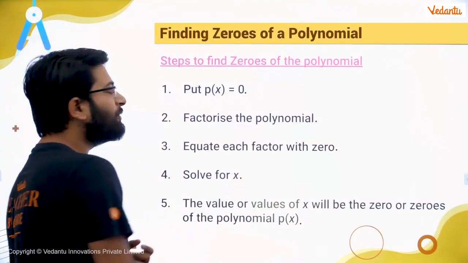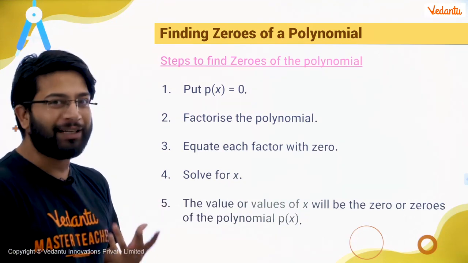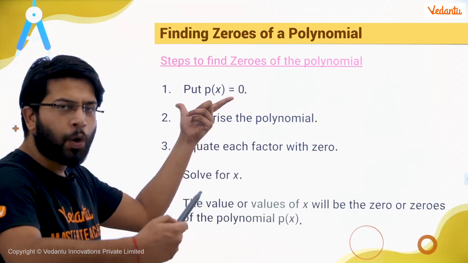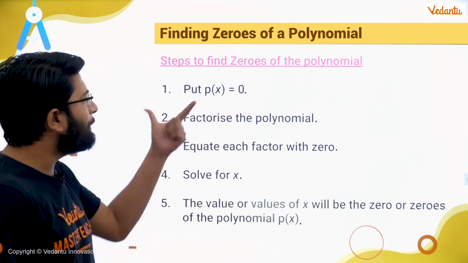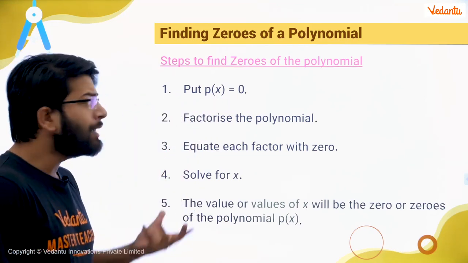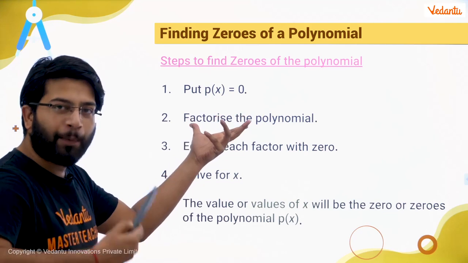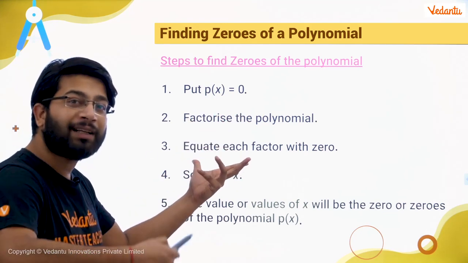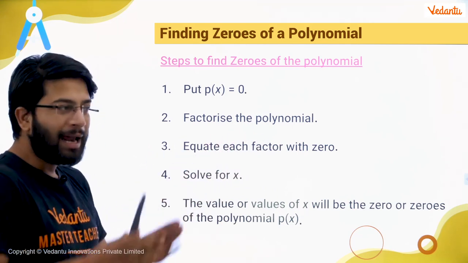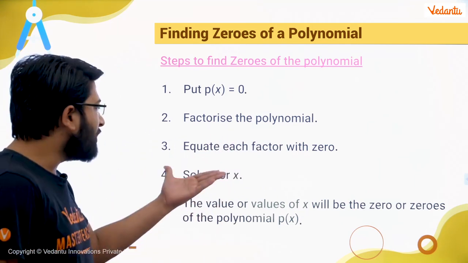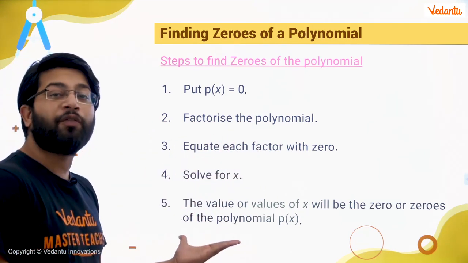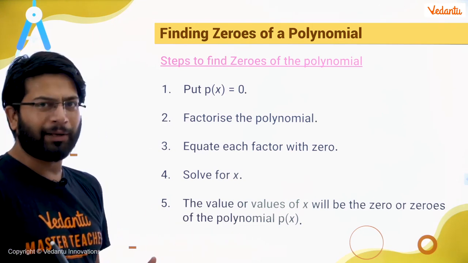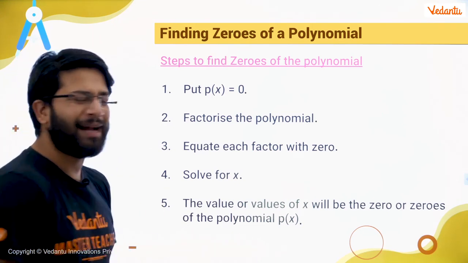So champ, there are a few steps which we have to follow every time. The first is simply put the polynomial equal to 0. Whatever the polynomial has given, simply put it equal to 0. Right? After that, simply factorize the polynomial. After factorization of the polynomial, put every factor equal to 0. Find the value of x, and those values of x will be known as the zeros of that particular polynomial. Let me show you with the help of some examples.